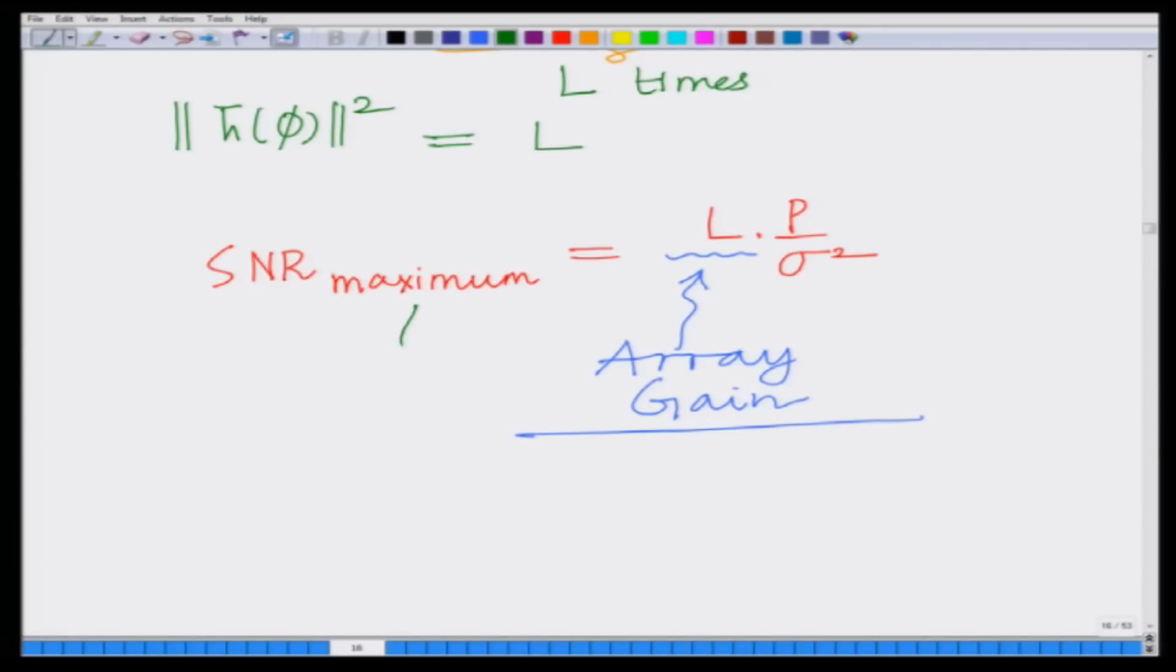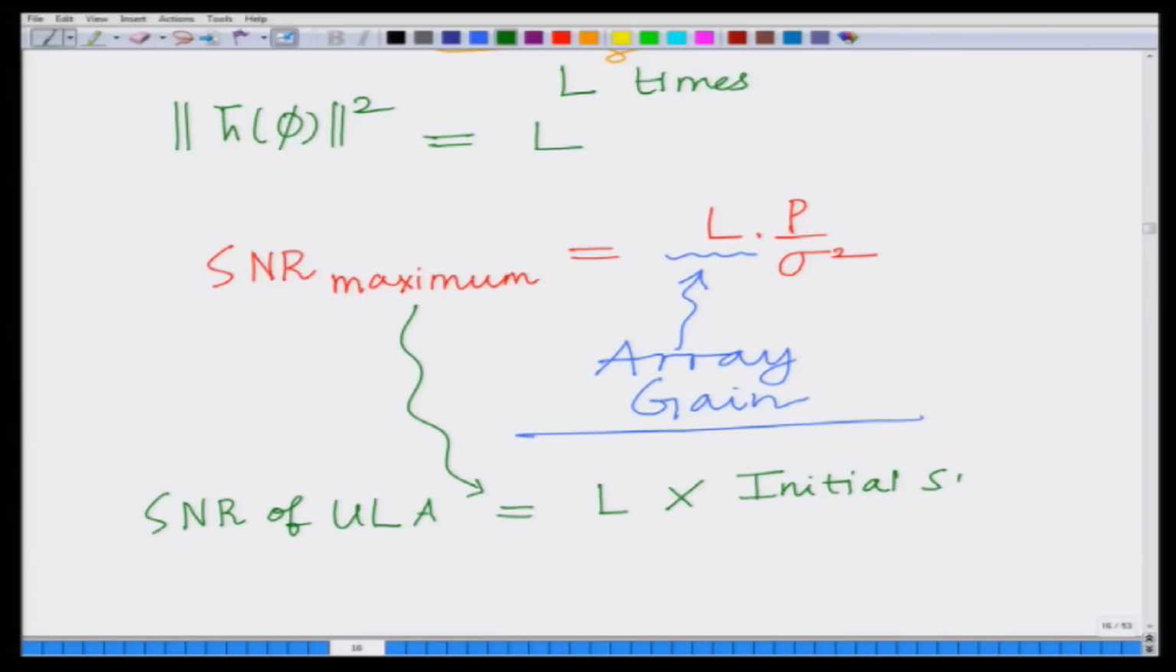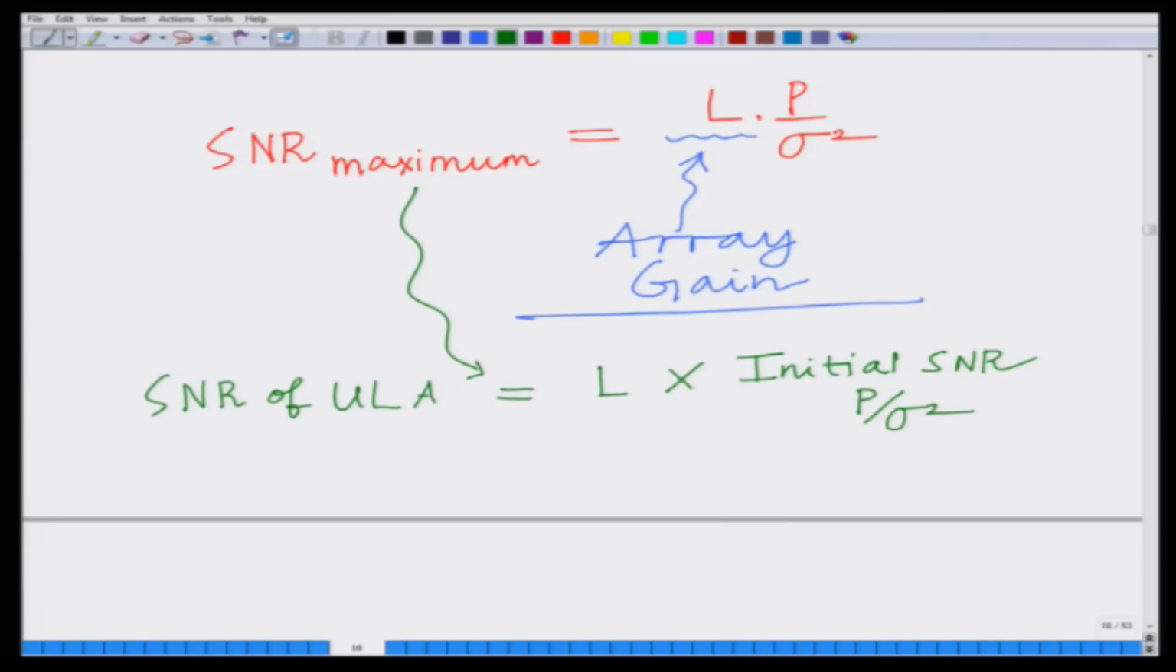So, what do we have? We have the SNR of the phased array, that is the SNR of the uniform linear array, equals L times the initial SNR. What do I mean by the initial SNR? The initial SNR is P by sigma squared, that is, without the phased array. Therefore, we have a gain of L, and this is the array gain of the system.